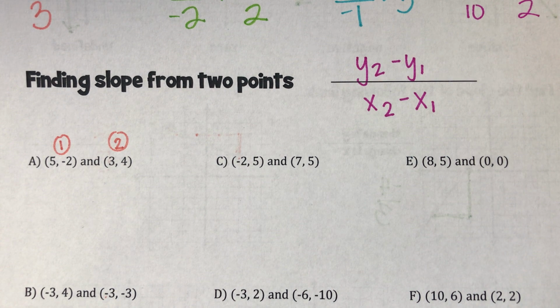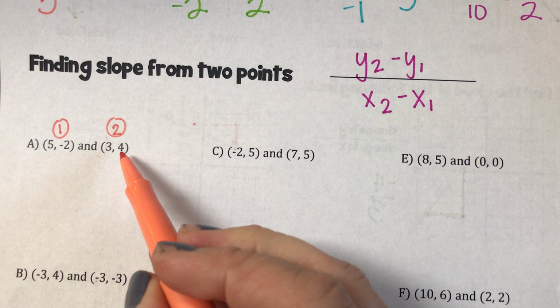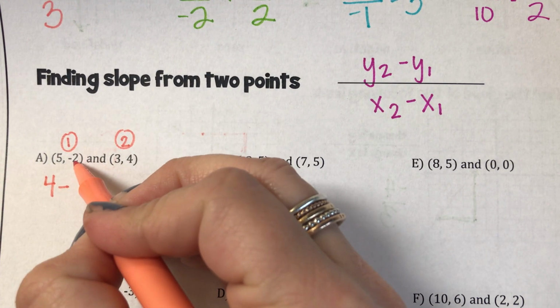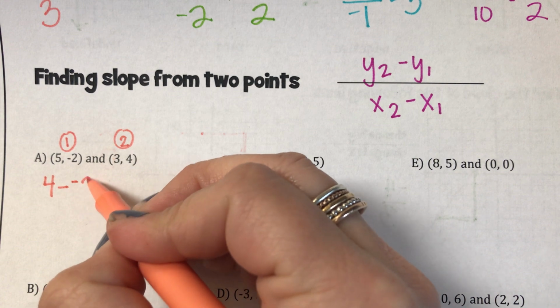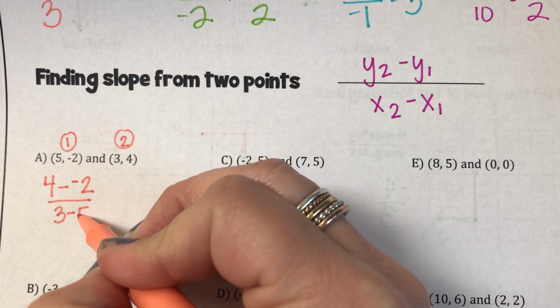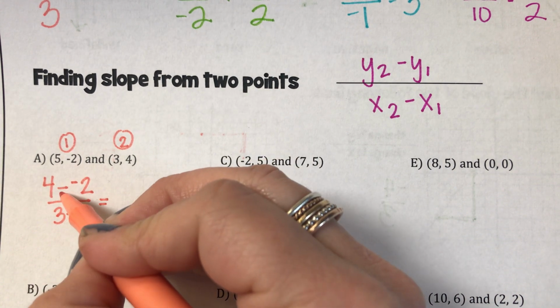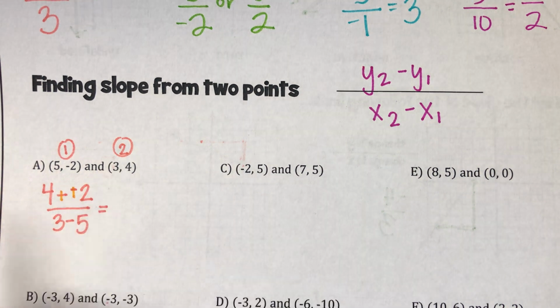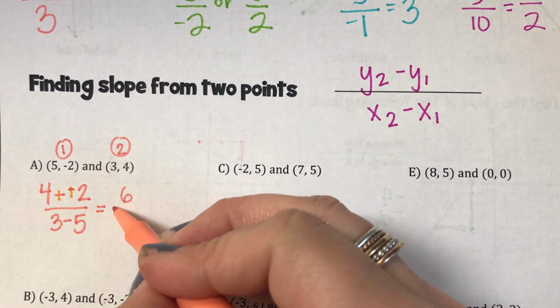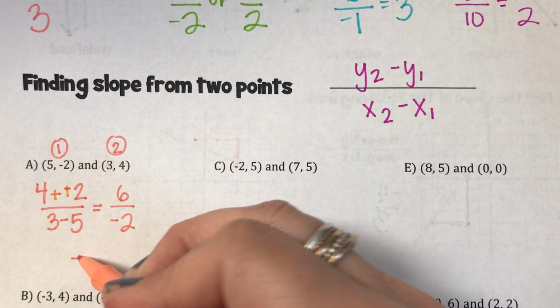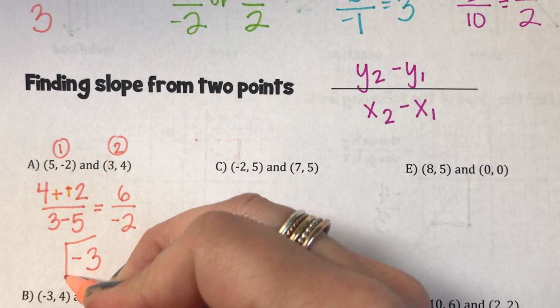So all we're gonna do, for example, on letter A, is take the y from my second, which is 4, minus the y from the first one, which is negative 2, over x2 minus x1. 4 minus negative, remember when you have that, you keep change, becomes 6, and then 3 minus 5 is negative 2. So that would give you a slope of negative 3.